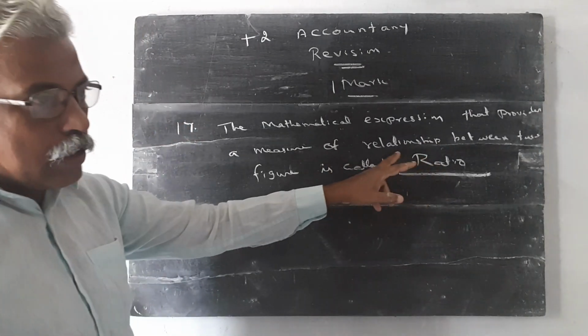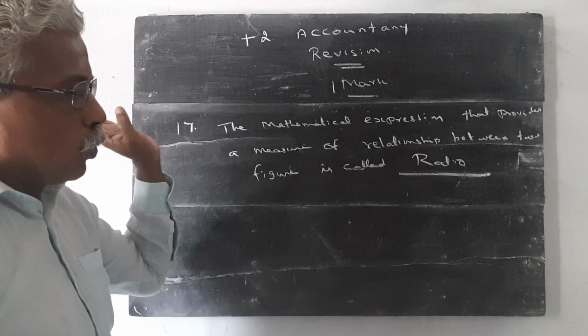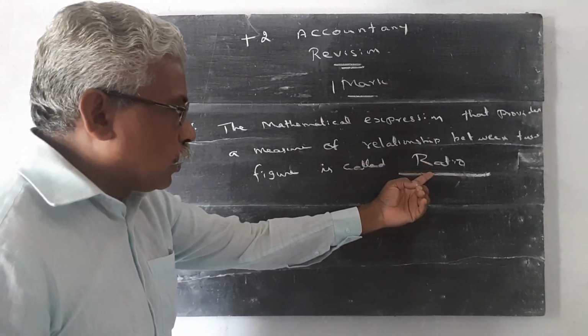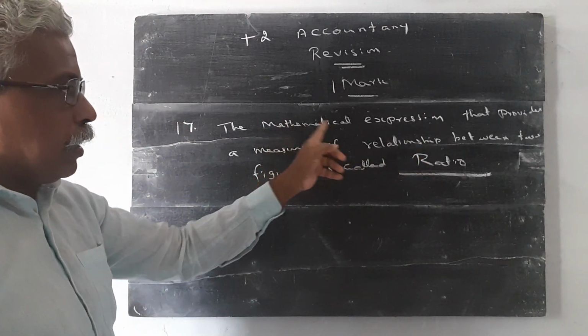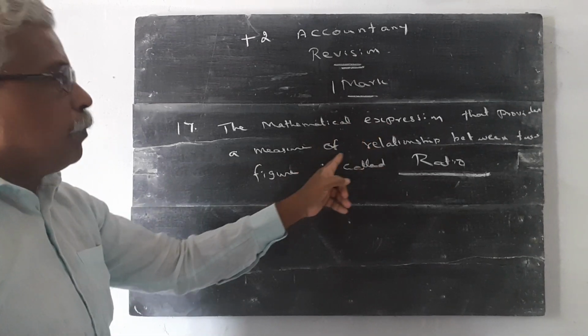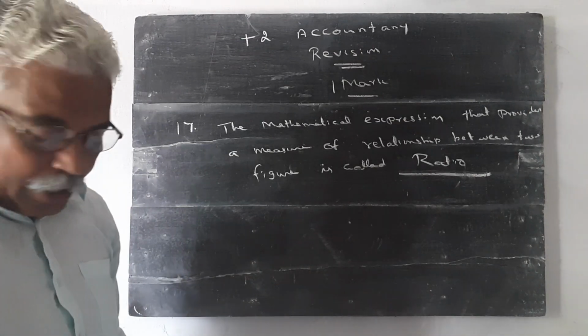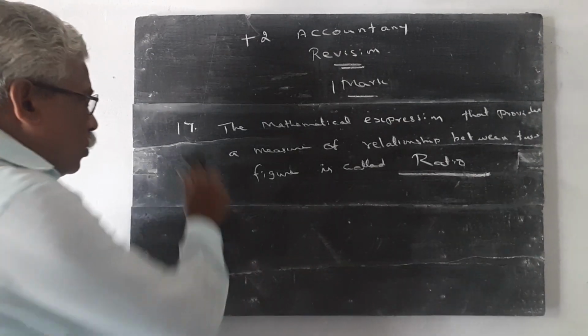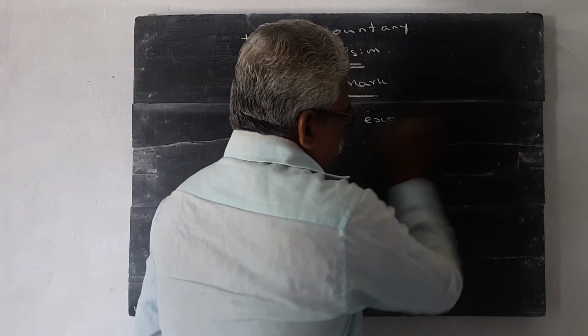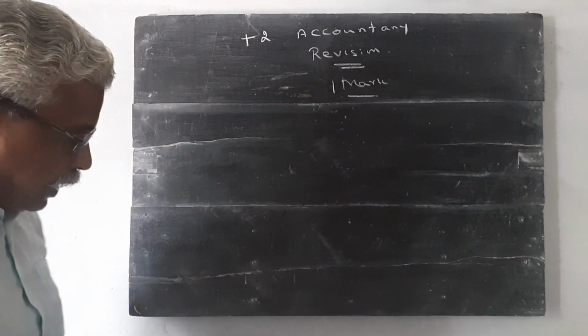This question is asked as 2 more questions also. What is ratio, or define ratio? You simply write this: the mathematical expression that provides the measure of relationship between two figures is called ratio. Then 3 more questions. Question number 18.